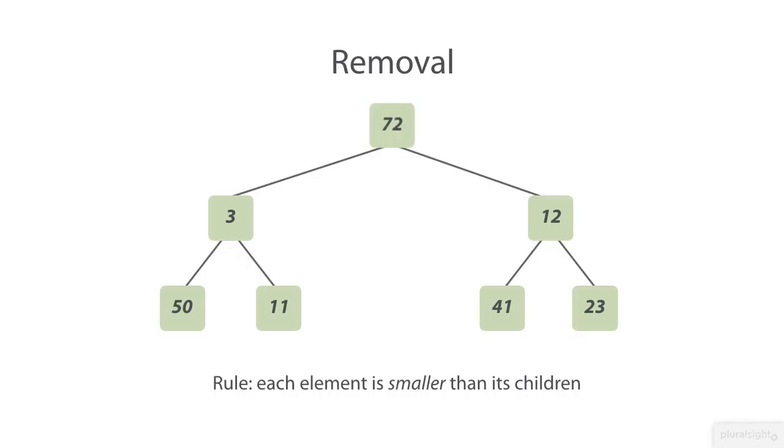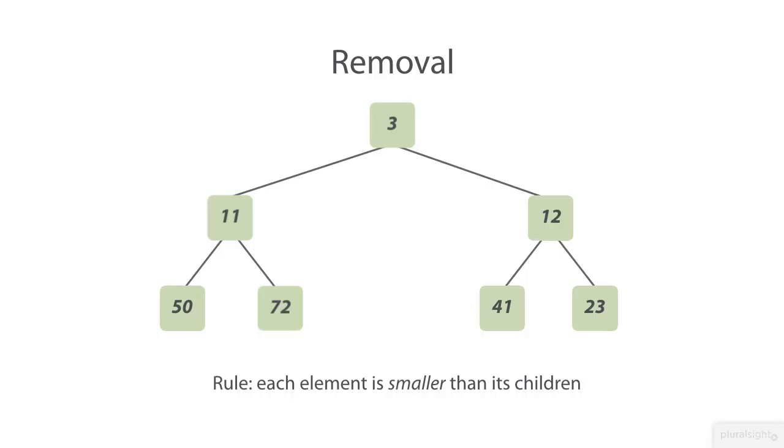Now, the heap rule is enforced top-down, starting from the root element 72. 72 is not smaller than any of its children, so it switches position with the smallest of its children, in this case 3. Now the top level satisfies the heap rule, and we proceed down to 72, which now again breaks the rule. It therefore switches position with its smallest child, which is 11. Now all elements satisfy the rule, and the removal is done.